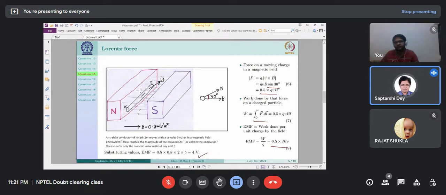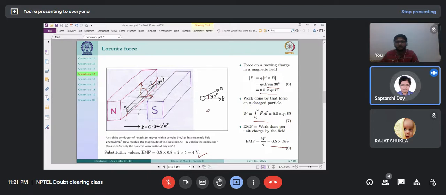So what we got is when the conductor was moving exactly perpendicular to this magnetic field, the EMF between X and Y was highest. While it was moving parallel to the field, the EMF between these two terminals was lowest. In between, it keeps on decreasing.